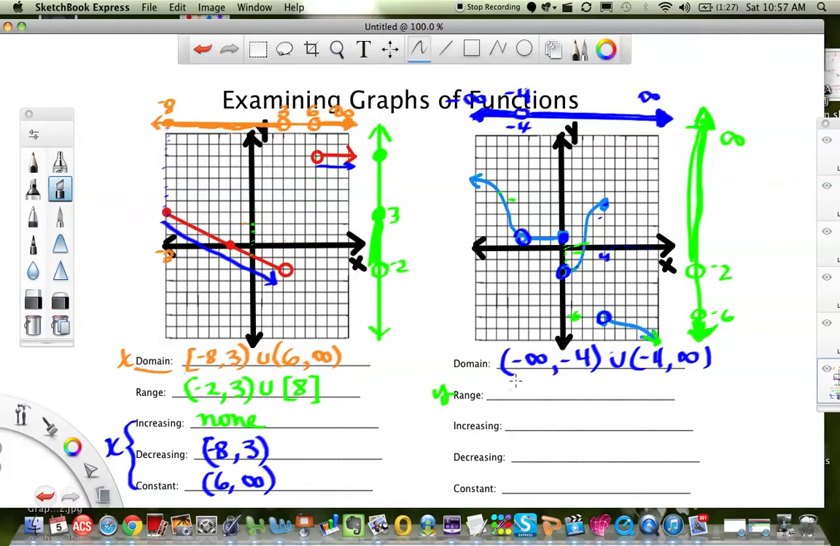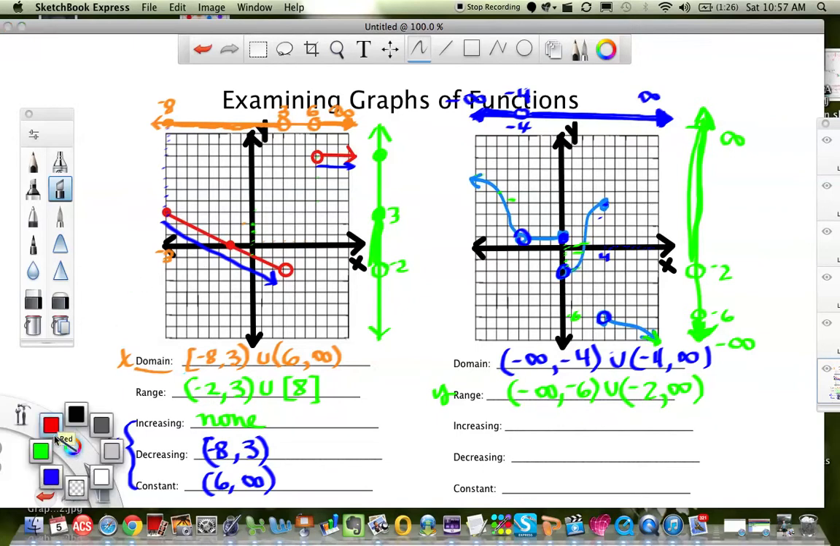So to write that interval, it would be negative infinity, because remember down here it's going to negative infinity, to negative 6, union with negative 2 to infinity. If I look at my increasing intervals, and you read increasing intervals and decreasing intervals from left to right, just like you would read the pages in a book.